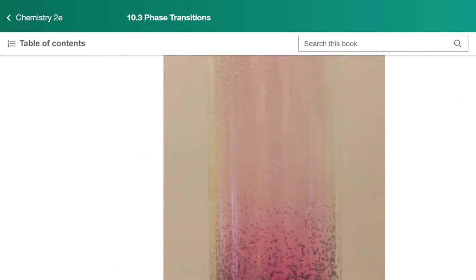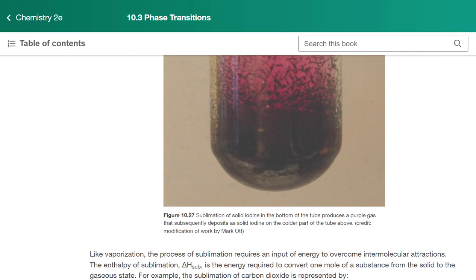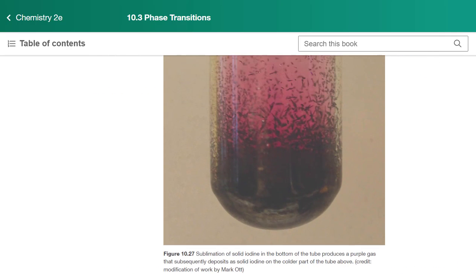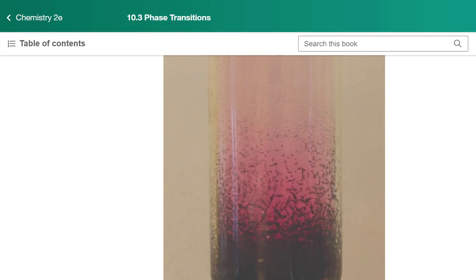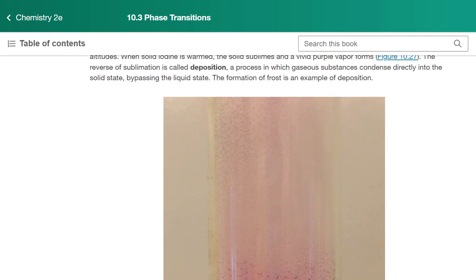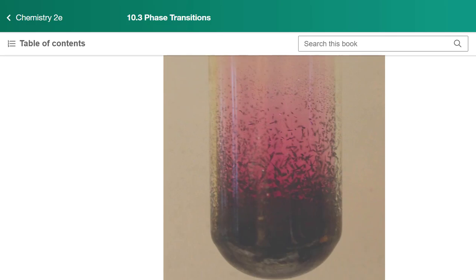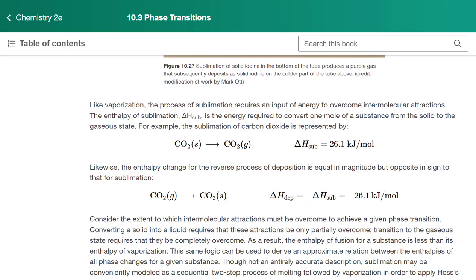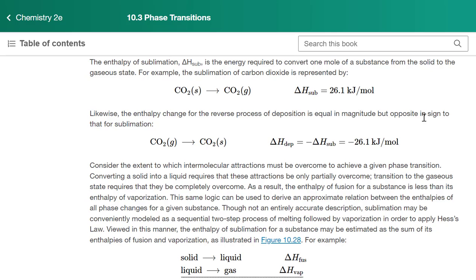And an example here of sublimation is iodine. We have solid becoming a gas, and this gas does have a color to it. So you can see that purplish color. Like the others, we have an energy, the heat of sublimation, going from solid to gas, and then the reverse of that is the heat of deposition. They would both have the same energy.